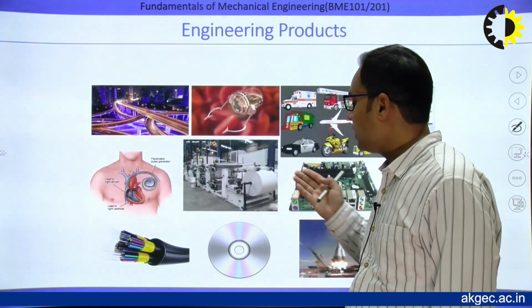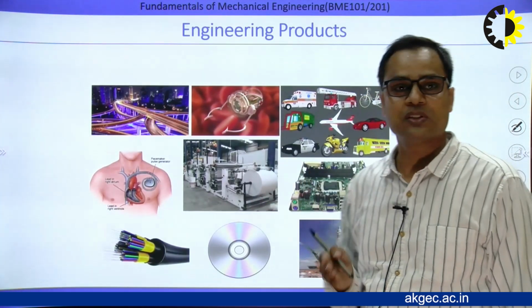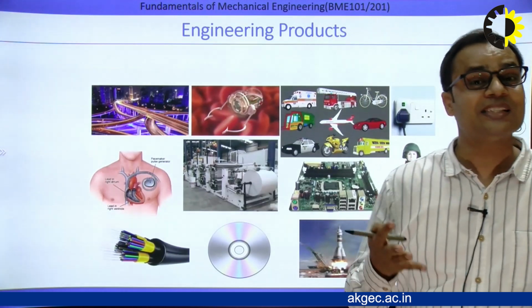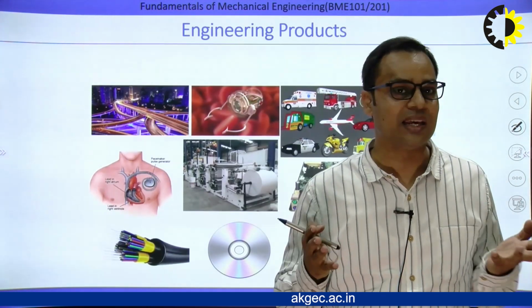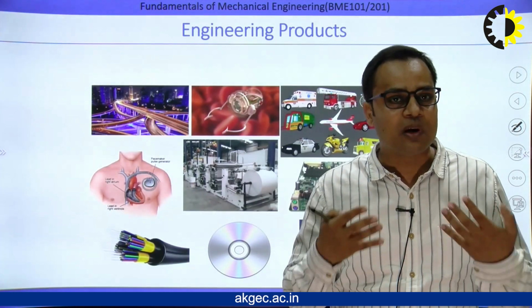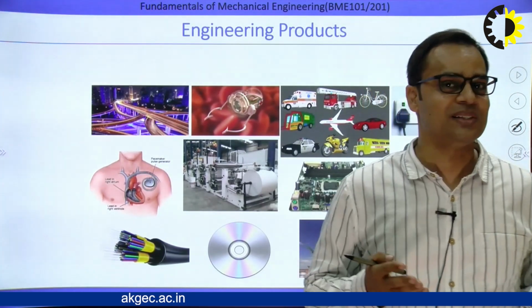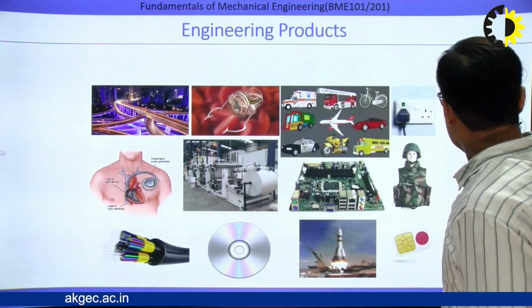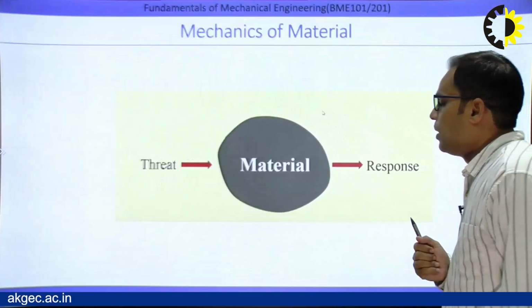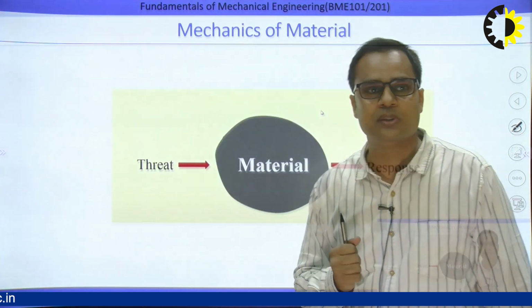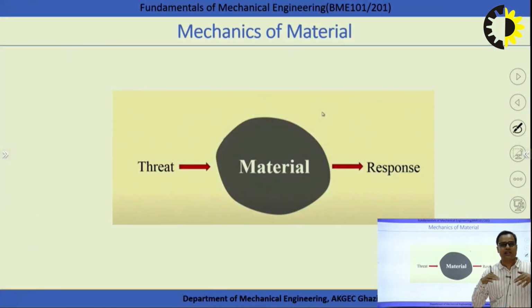So these are different kinds of products used for different purposes. The important parameter here is that these are all made of different materials. If all are made of different materials, then we have to select the proper material for the particular purpose, right? In the case of material, if we are selecting any material, we have to keep in mind which kind of threat the material is subjected to, so that it will give its response accordingly.